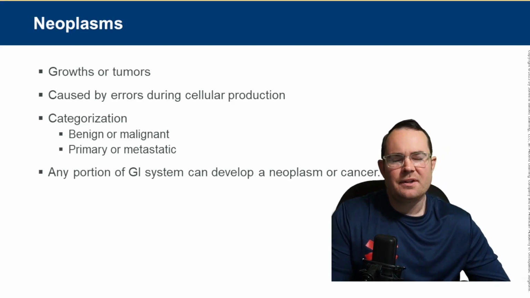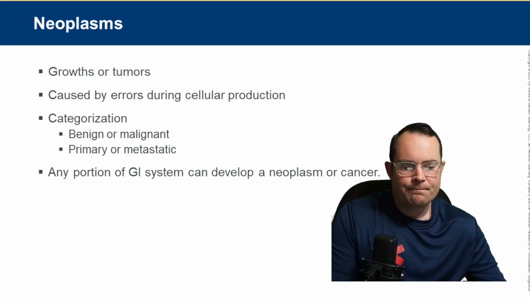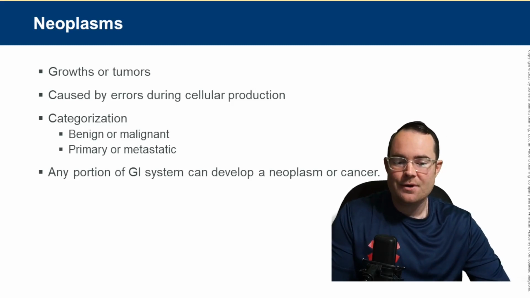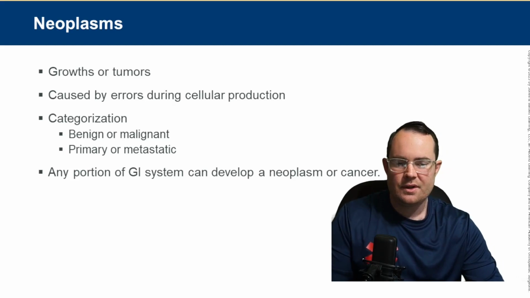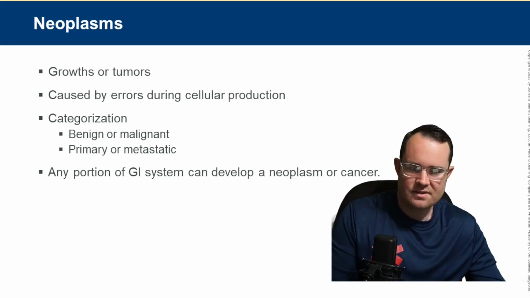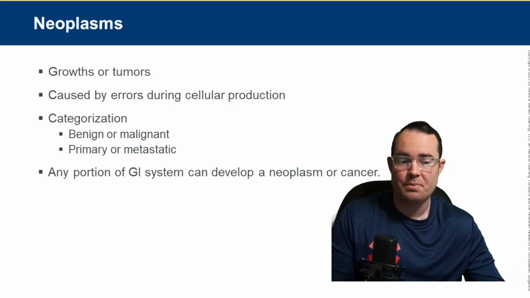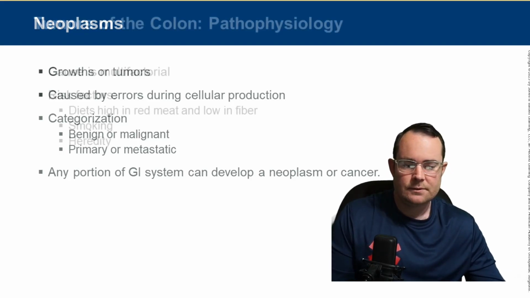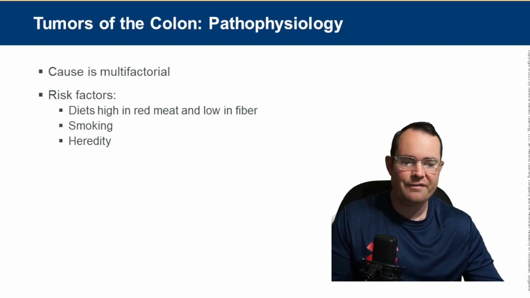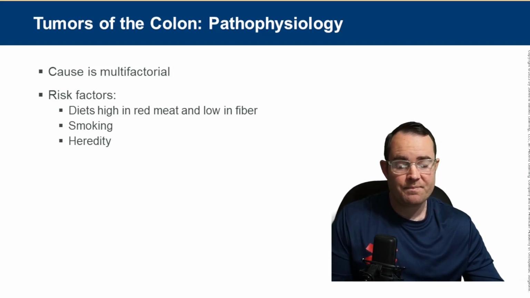Again, neoplasms. Neoplasms are typically like a tumor, right? Or some sort of growth. Says caused by errors during cellular production, benign or malignant. Remember, benign just means non-cancerous, malignant could be a bad thing, right? It's spreading. It says any portion of the GI system can develop a neoplasm or cancer. Risk factors: diet high in red meat and low in fiber, smoking, or could be hereditary.